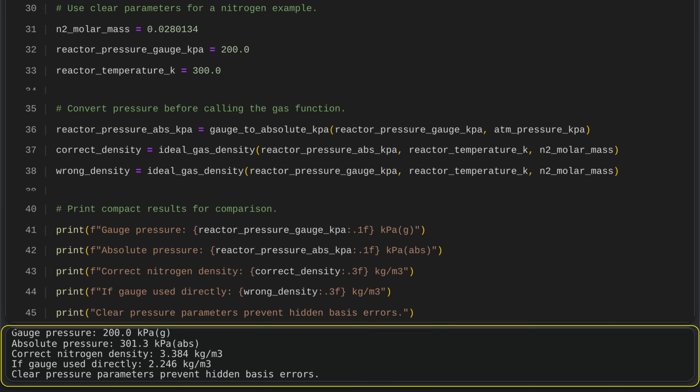This script shows why gas density calculations must use absolute pressure, not gauge pressure. It converts a nitrogen gauge pressure to absolute pressure, then uses the ideal gas law with temperature and molar mass to find the correct density. It also compares this with the incorrect result from using gauge pressure directly, demonstrating how clear pressure definitions help prevent scientific calculation errors.